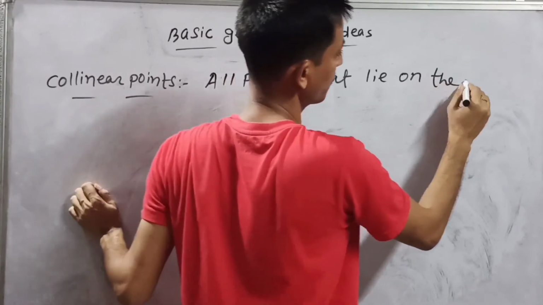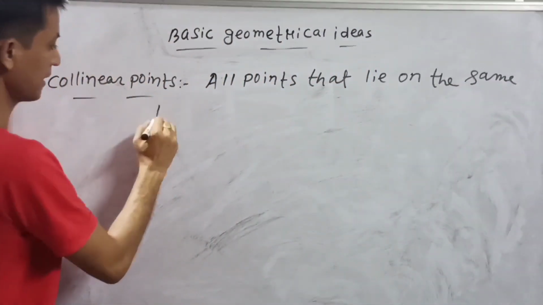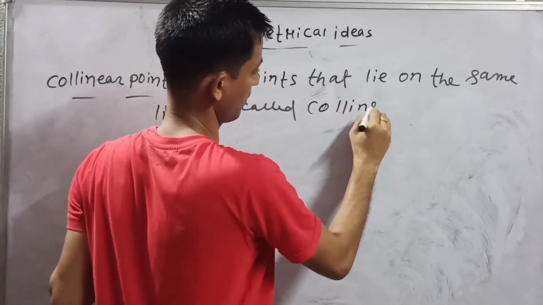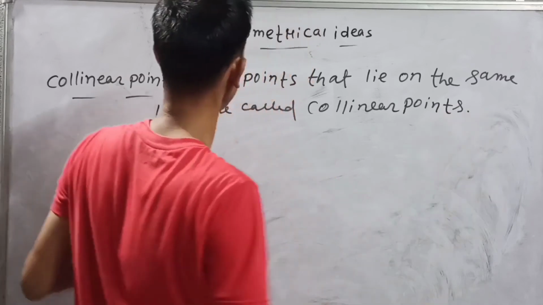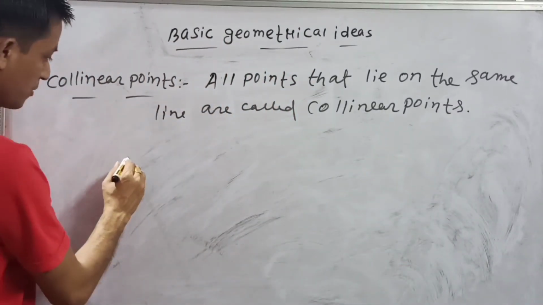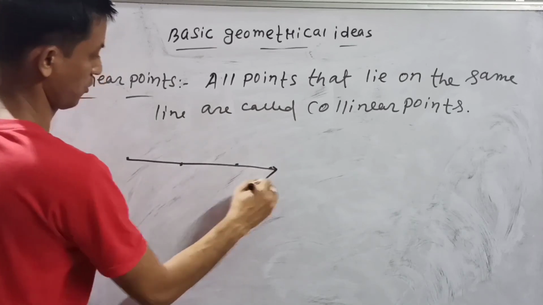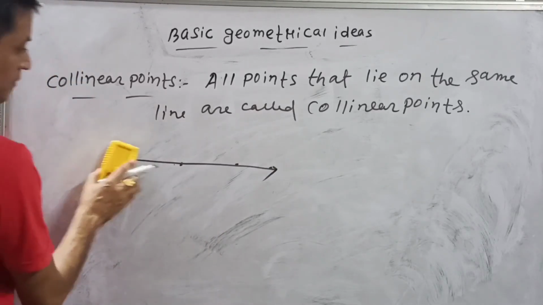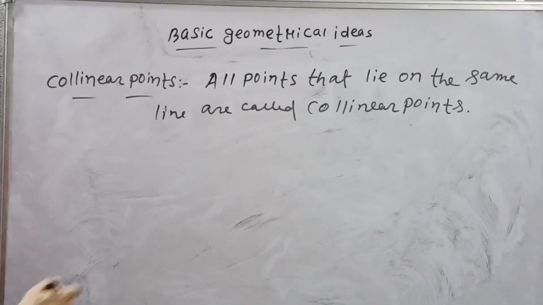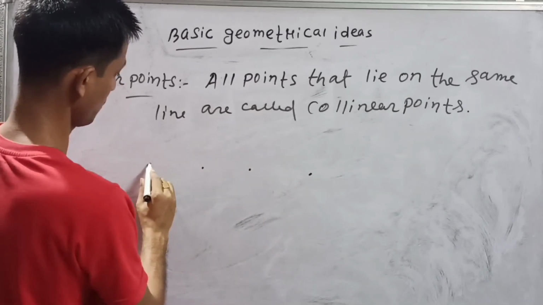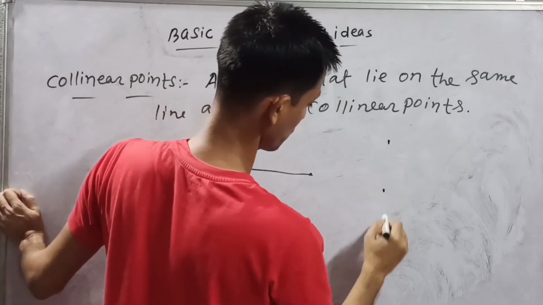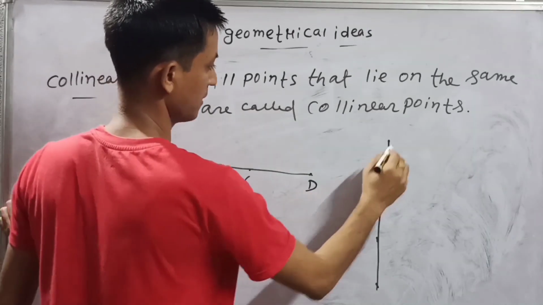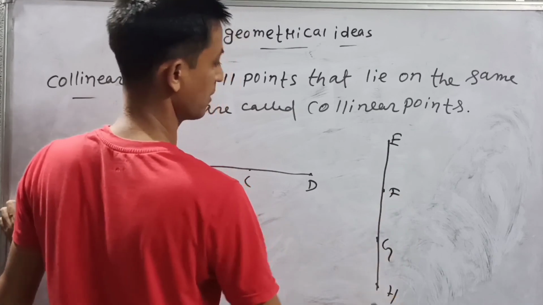All points that lie on the same line are called collinear points. So here you can see 1, 2, 3, 4. These are on the same line, so you can say these are collinear points. Here also 1, 2, 3, 4, so these are also collinear points. A, B, C, D, E, F, G, H, these are collinear points.